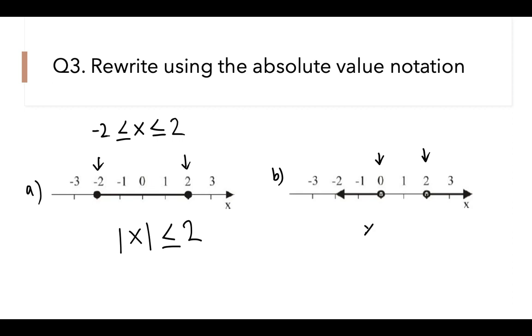So x is less than, but it's not equal to because it's an open circle, 0, and or x is greater than 2. Now this is a symbol that you will write down. So it's like a union for inequality. So rather than writing or and, you write a union symbol for inequality.